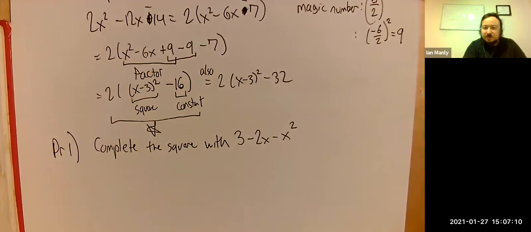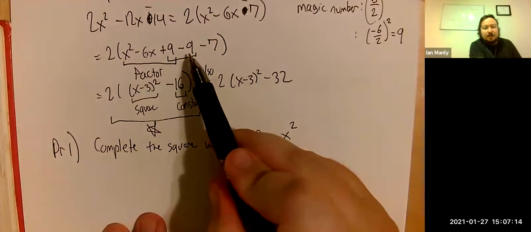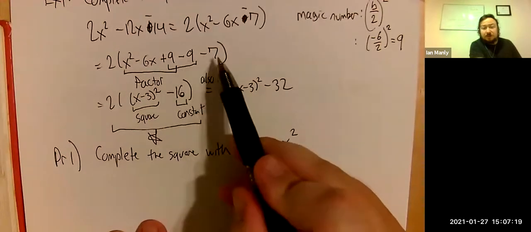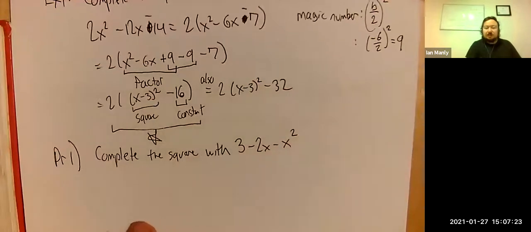Where did I get the constant from? You mean the -16? Well, when I added the 9, I also had to subtract the 9, and we already had a -7 in this problem. So these leftovers here combine to be -16.